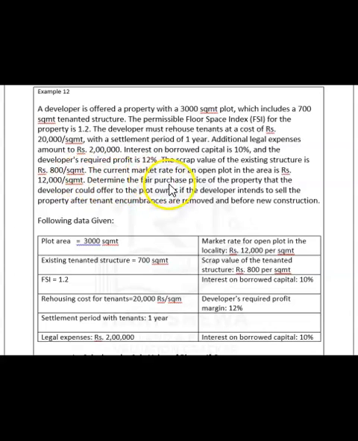Determine the fair purchase price of the property that the developer could offer to the plot owner if the developer intends to sell the property after tenant encumbrances are removed and before new construction. Here tenants are there on 700 square meter, that is as per the Rent Control Act. So it is impossible to evict the tenant.